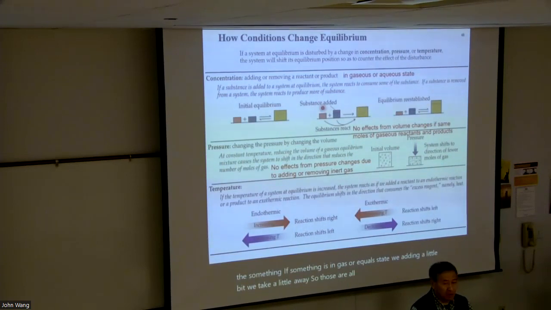If something is solid or liquid, it is not determined. If you keep a better way, you don't need all of it. But if something is liquid or solid, we keep them all away from the expression.